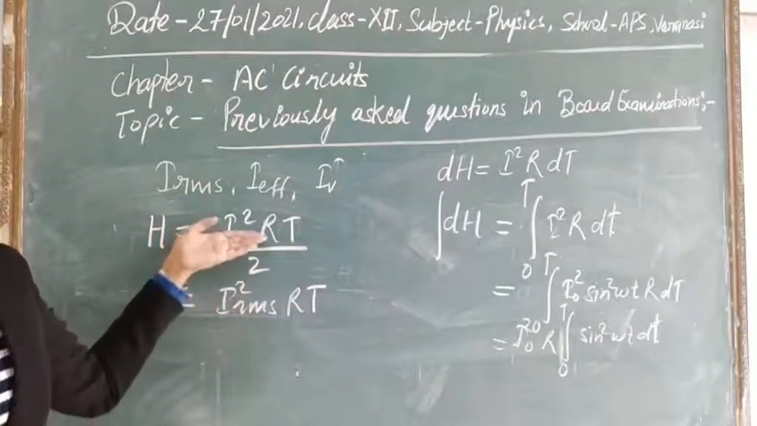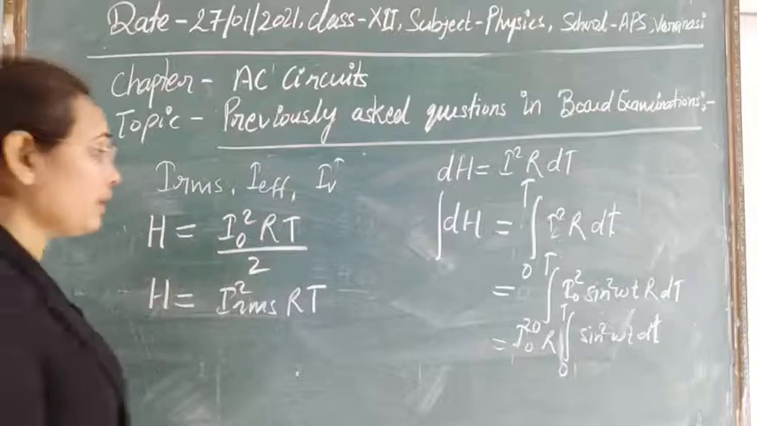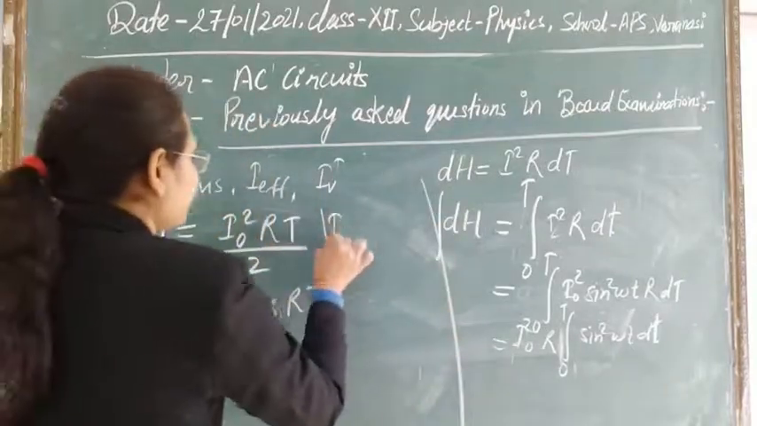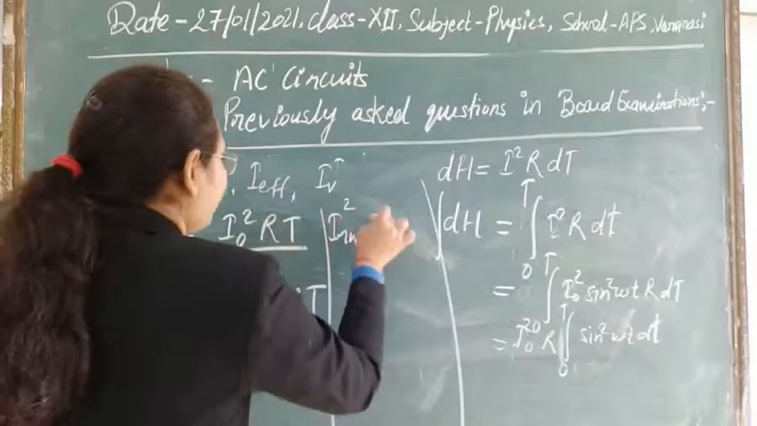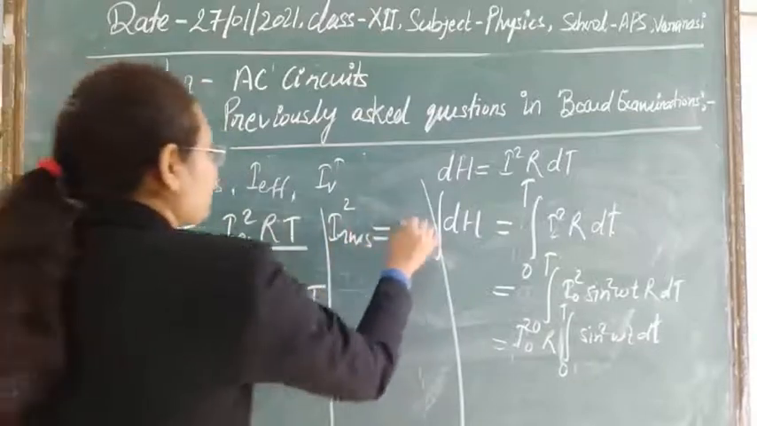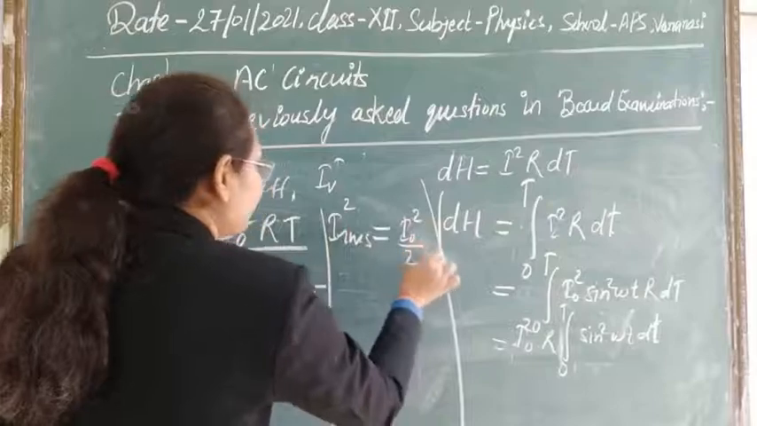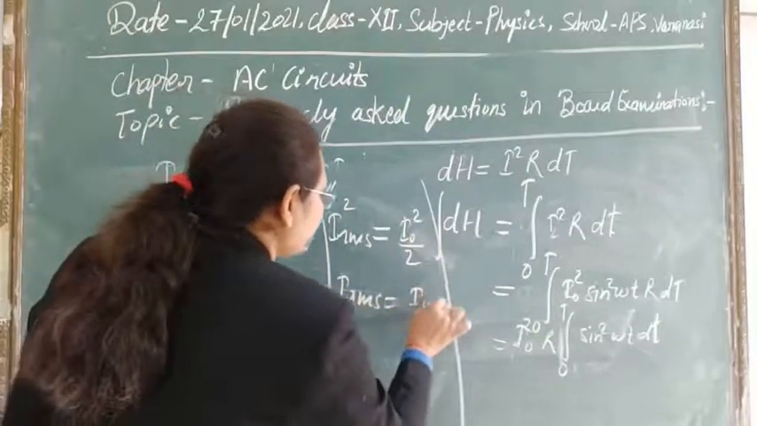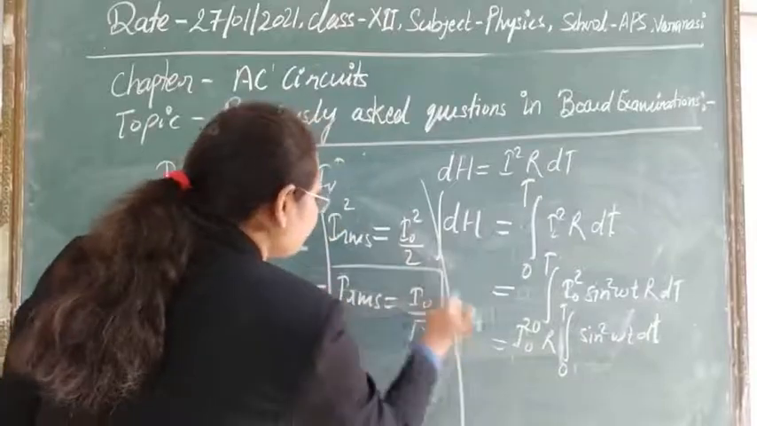Then now we can compare them. After comparison we can calculate the value of IRMS square. So the common factors will cancel out. This will be equal to I0 square by 2, or IRMS is equal to I0 by root 2.